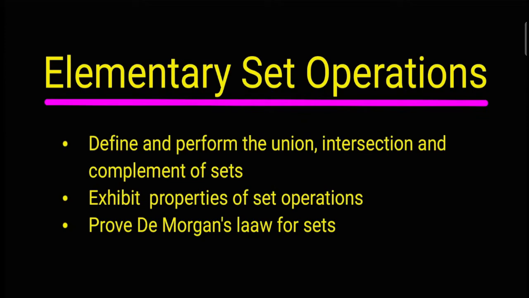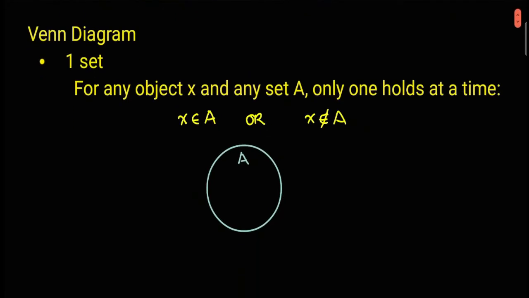To visualize the set operations, we are going to use Venn diagrams. For any object X and any set A, only one holds at a time. Either X is in A or X is not in A. So to visualize that in a Venn diagram, we can use this circle to represent the set A. Everything inside the circle will be an element X inside A, and everything outside is an element X not in A.